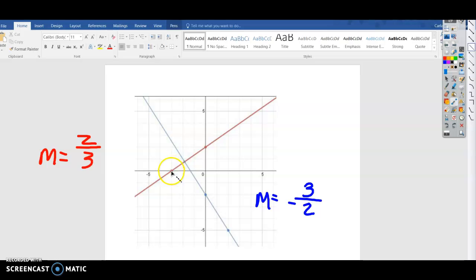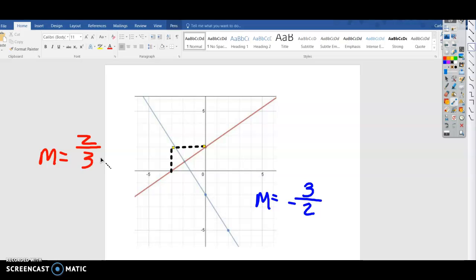I'm going to rise 2 and run 3. So to find the slope of this line, I went up 1, 2, and across 1, 2, 3. Both of those are in a positive direction, so my slope for that line would be 2/3.